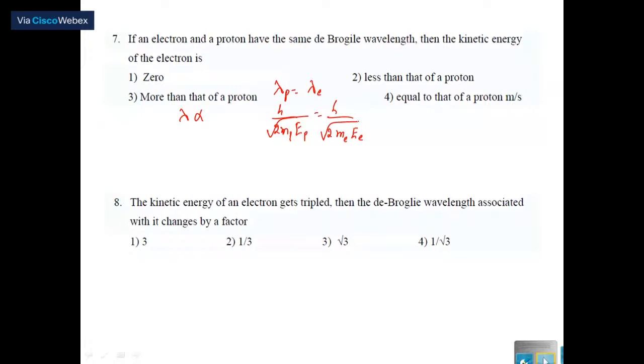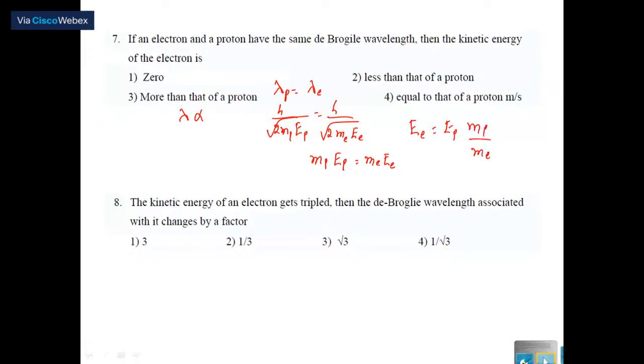Well, so what happens, MP EP is equal to root of MP EP, that is equal to root of ME. So squaring both the sides, ME EE. What is telling that the kinetic energy of the electron is, okay. So EE is equal to EP, okay, MP by ME.